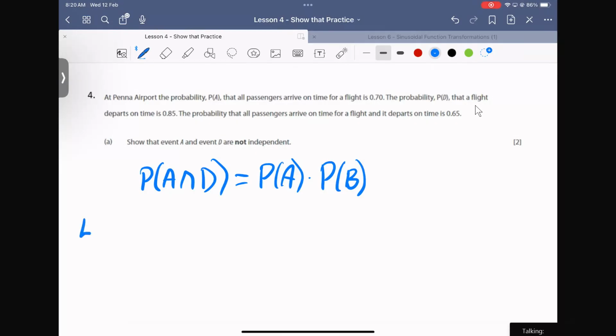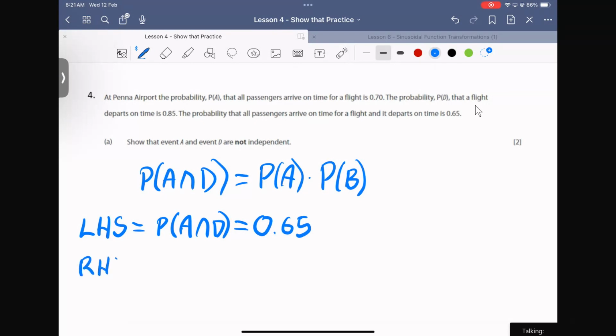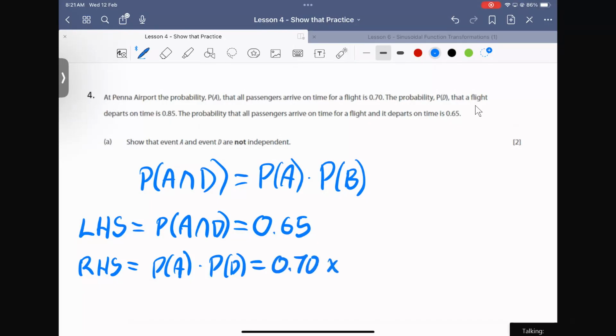So we're going to use a slightly different left-hand side, right-hand side proof. The left-hand side is the probability of A intersection D. That is the probability that all passengers arrive on time for a flight and it departs on time. That's given there in the question as 0.65. We'll then move to the right-hand side, which is the probability of A times the probability of D. So the probability of A is 0.7. We need to multiply this by the probability of D, which is 0.85.